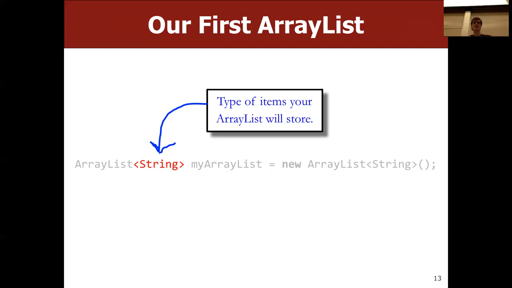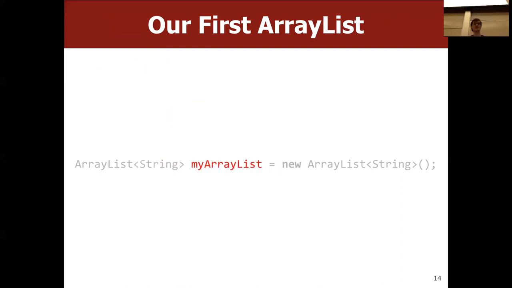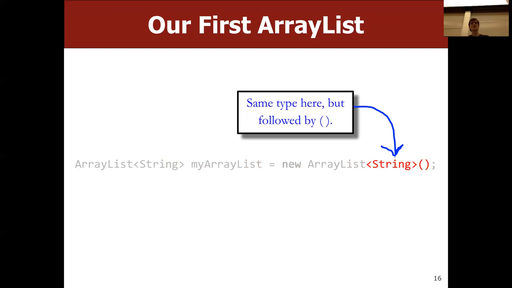So that's the type. You name your variable whatever you want, in this case myArrayList. And then you have the same syntax you're used to for making new objects, which is you say equals new ArrayList. And then you have to match the type on the other side as well, followed by parentheses. Okay, so you have to match both sides.